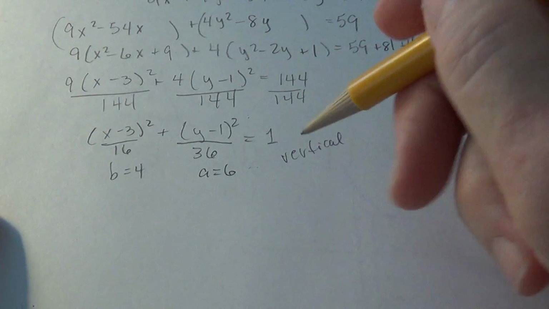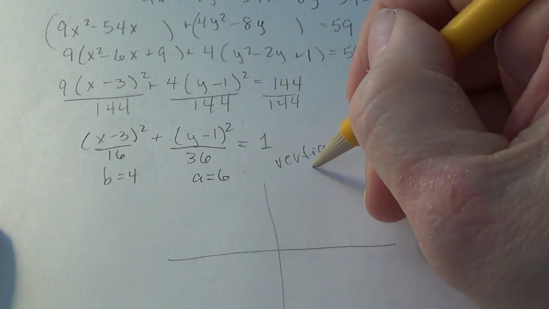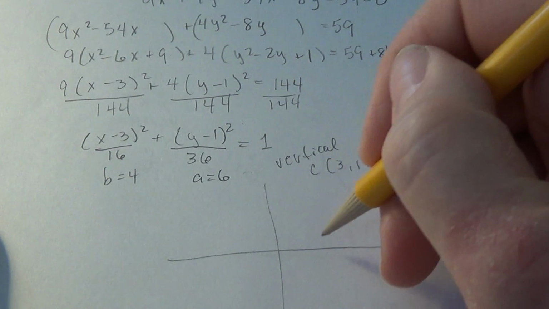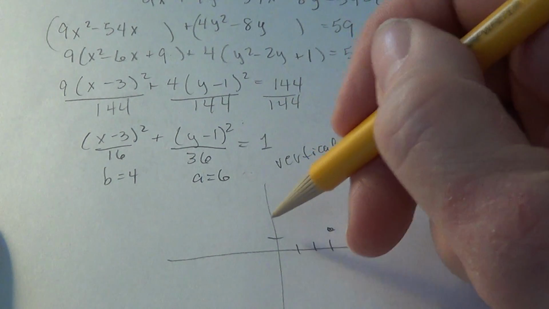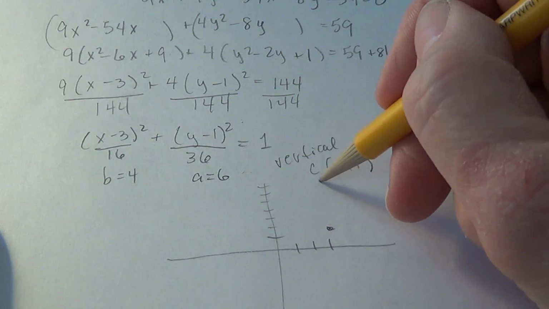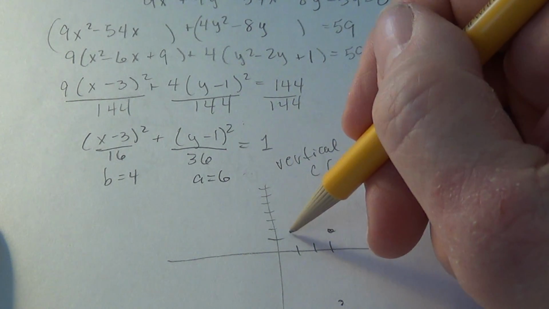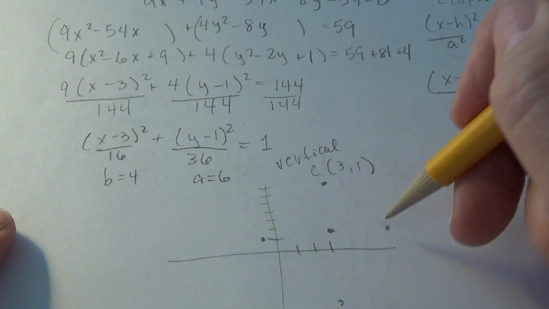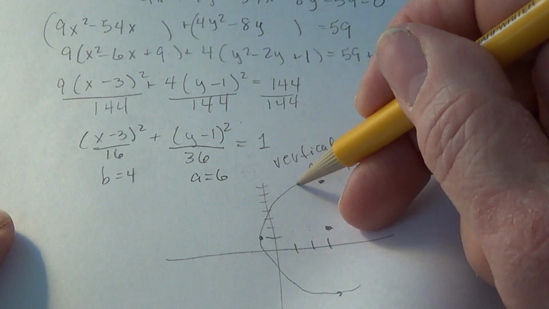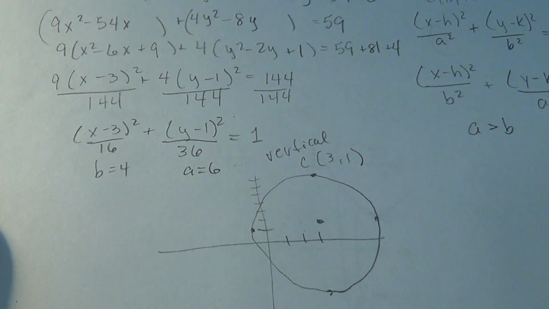All right, so ready for graphing. These are my favorite. So you find the center, 3, 1. And from the center, you go up 6 and down 6. And from the center, you go to the left 4 and the right 4. And you draw in your ellipse. It's not a football and it's not a diamond.